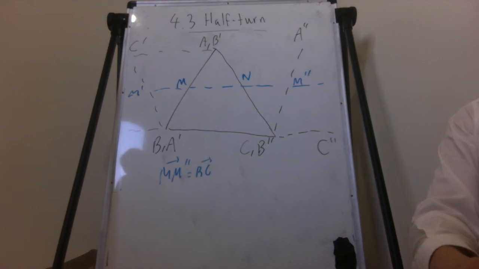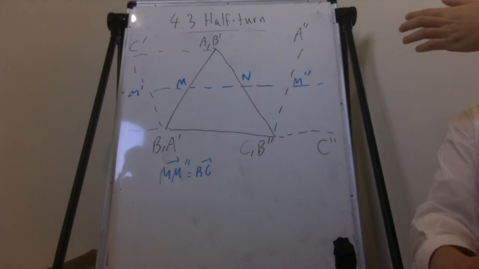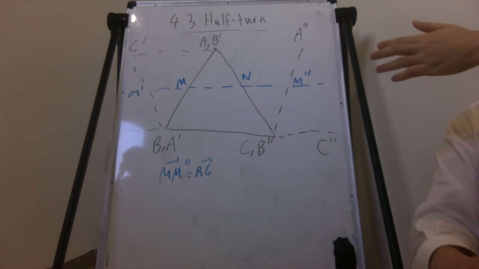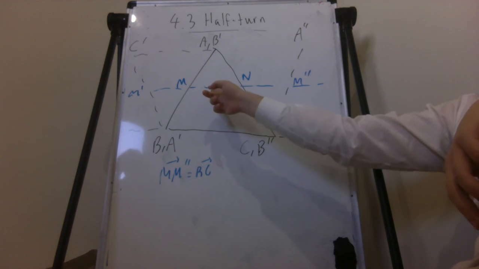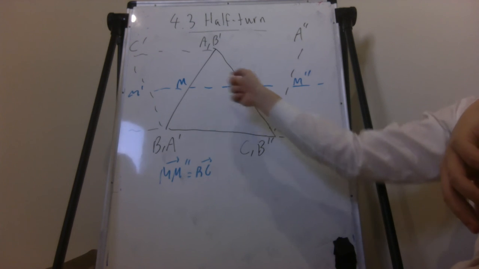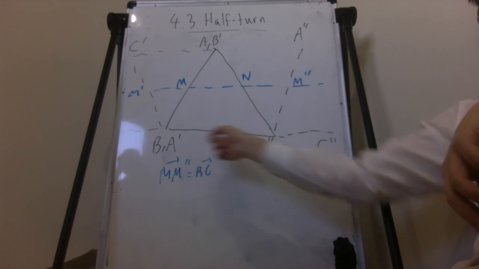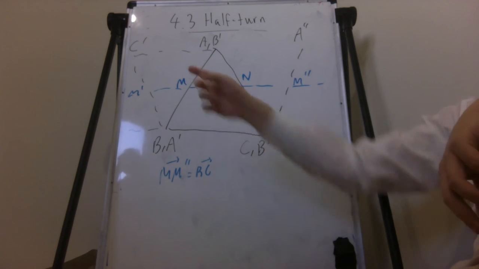So I guess there's two things to see. So there's the fact that it agrees with what we were saying before, right? The sum of two half turns is a translation by twice the distance, yeah? So twice the distance is the reflection, that's why it's M M prime. And it's also BC because that's the midpoint, yeah?